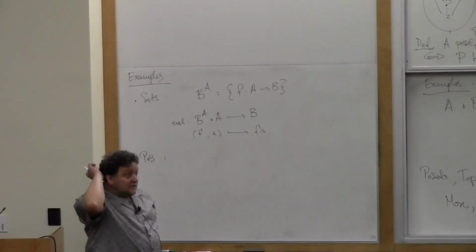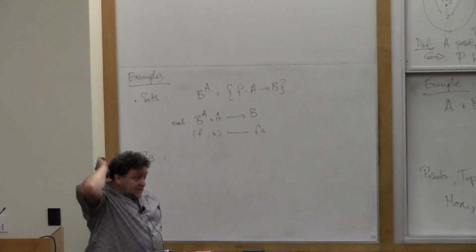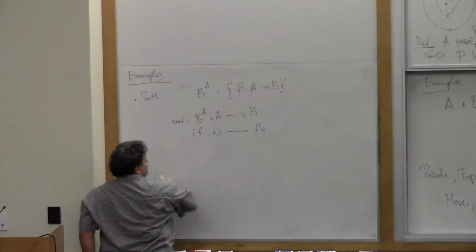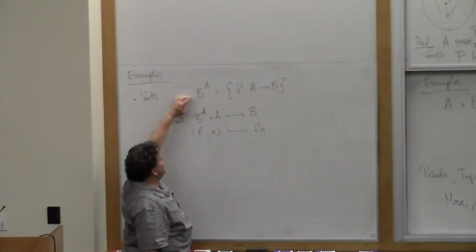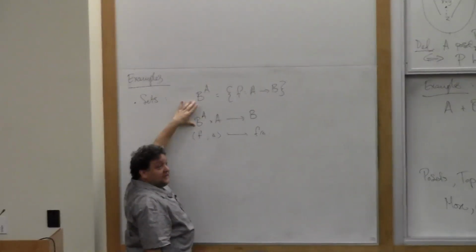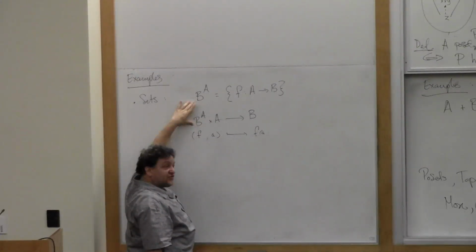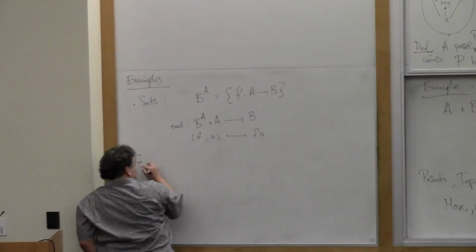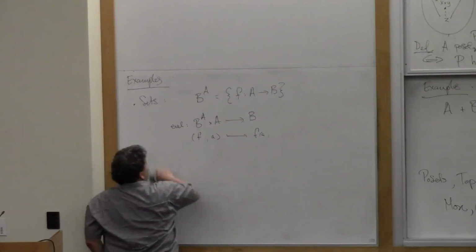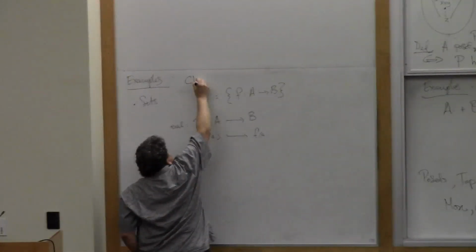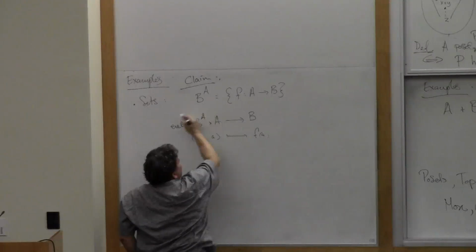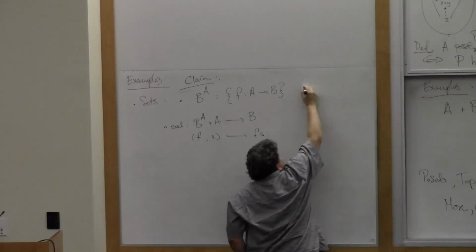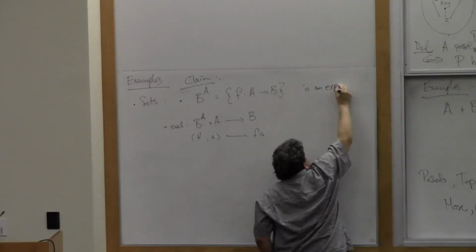Can you explain how the diagram applies to sets? Sure. Let's do that. That's a good idea. Okay, so here's the structure that I'm proposing to be the exponential. And let's check that this really has that universal mapping property. So my claim is that this set together with this function is an exponential.